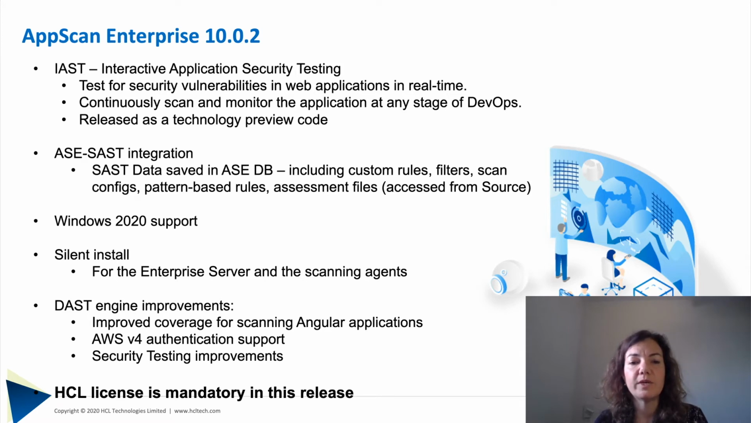Next, we added support for Windows 2019. I know some of you were waiting for it. And we also have support for silent installation. This is supported both for the server and for the scanning agent, and it can help you simplify the upgrade and install processes. And of course, all the DAST engine capabilities that I mentioned when I talked about AppScan Standard are included in AppScan Enterprise as well. And those are included in ASOC as well. Yeah. And of course, license is needed.